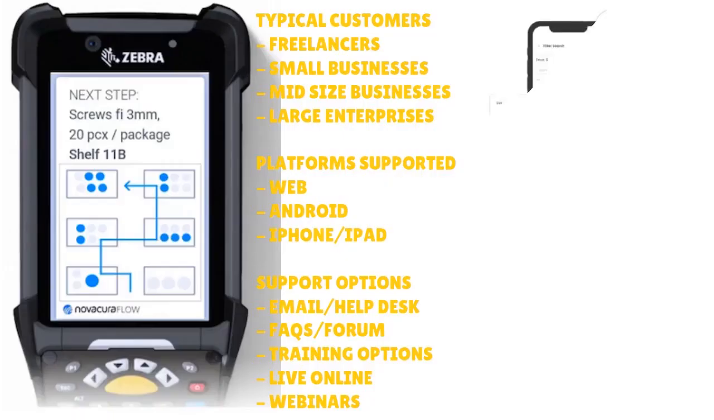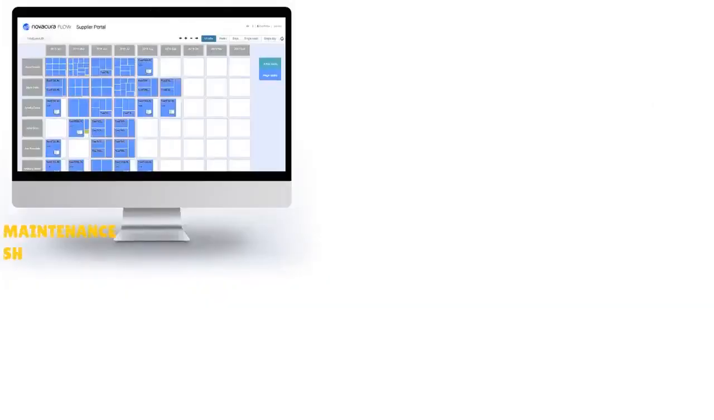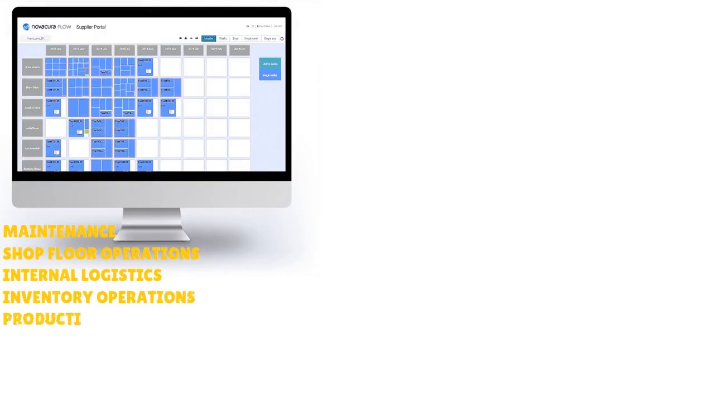And the cool thing is you can filter by segment. So here you have the apps by segment. You can filter based on a specific segment. This is really fantastic. What we love about Novacura here is that you have an extensive list of supported areas that sync really well with your warehouse management.